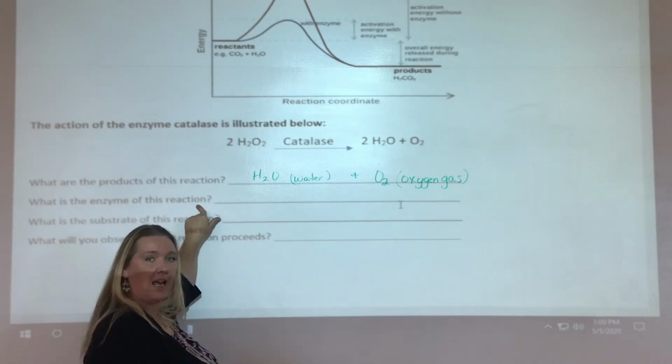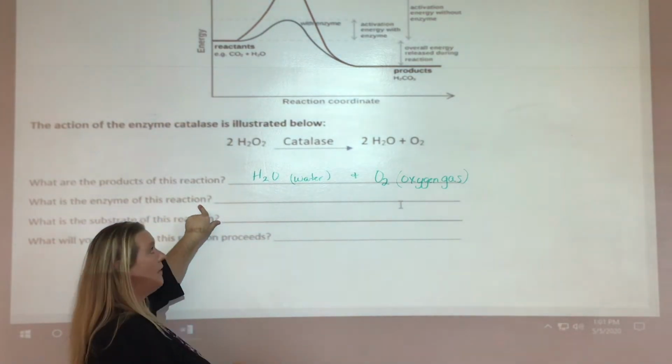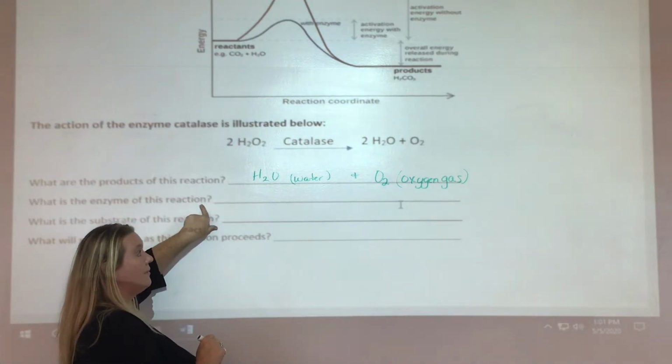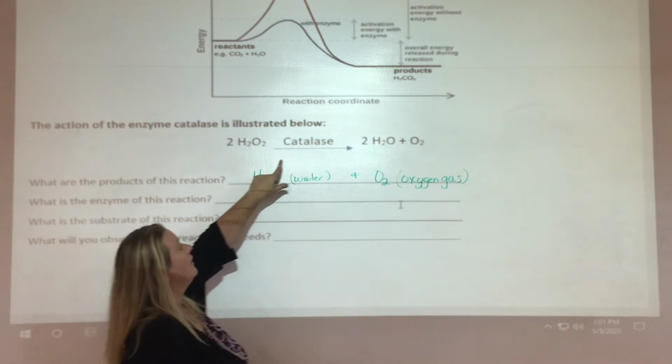What is the enzyme in this reaction? I also gave you that a while ago, right? You should have said just now, catalase.